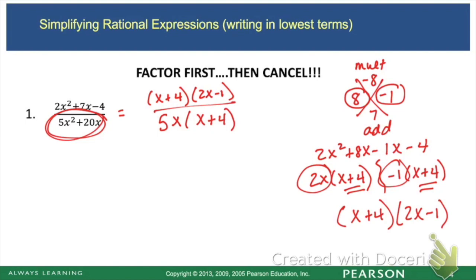So now that I've factored the numerator and the denominator, I look to see if they have any factors that are exactly the same. They have to be exactly the same. And I do. I have the x plus 4, so it cancels on the top and cancels on the bottom. So my final answer is 2x minus 1 over 5x.